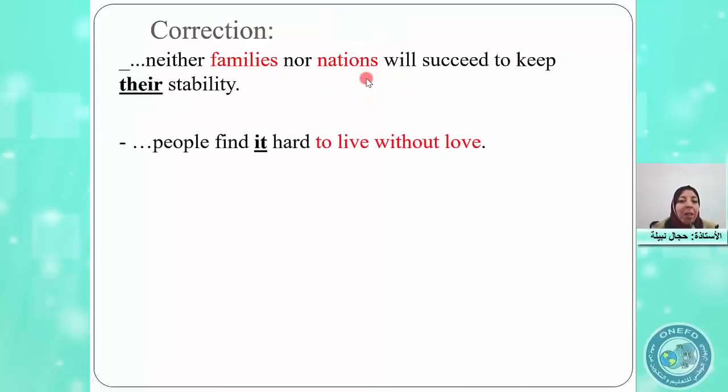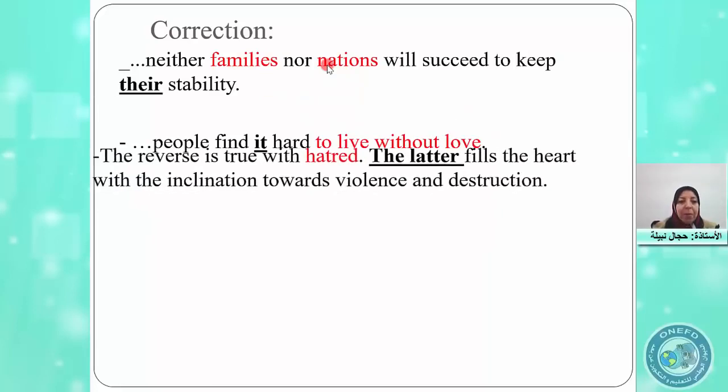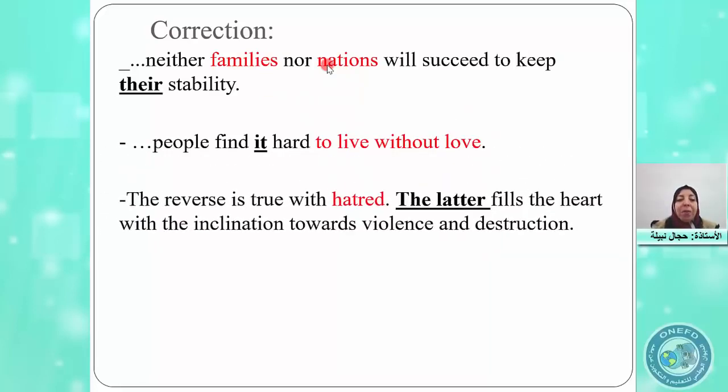People find it hard to live without love. So what is hard in this sentence? It is to live without love. So it refers to the phrase to live without love. The reverse is true with hatred. The latter means the last element in the previous sentence, which is the opposite of the former, which is the first element in the sentence. So what is the last element in the previous sentence? Hatred.